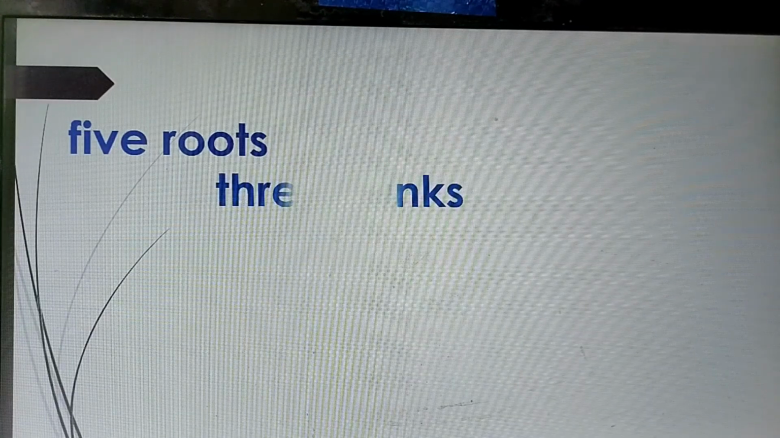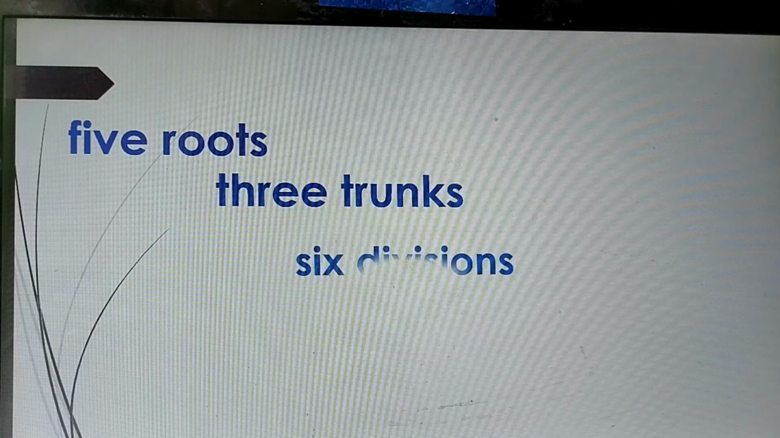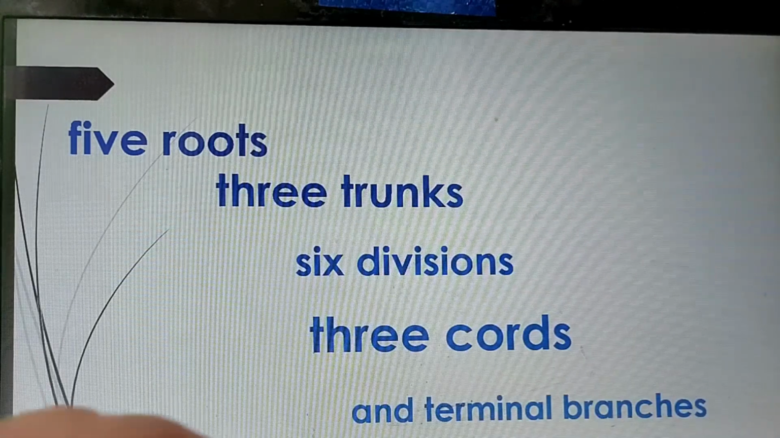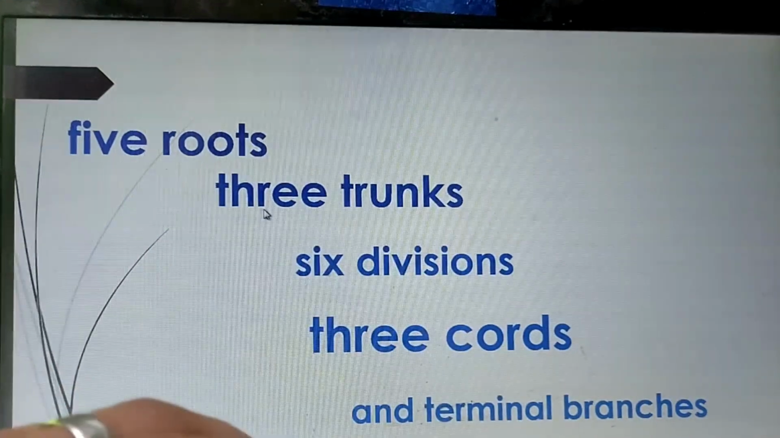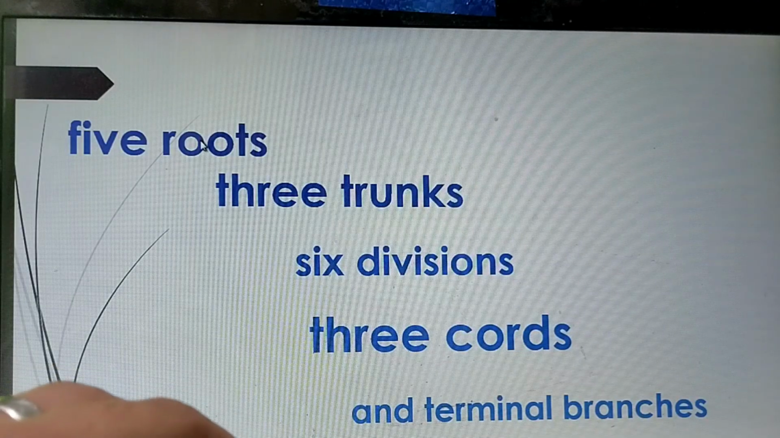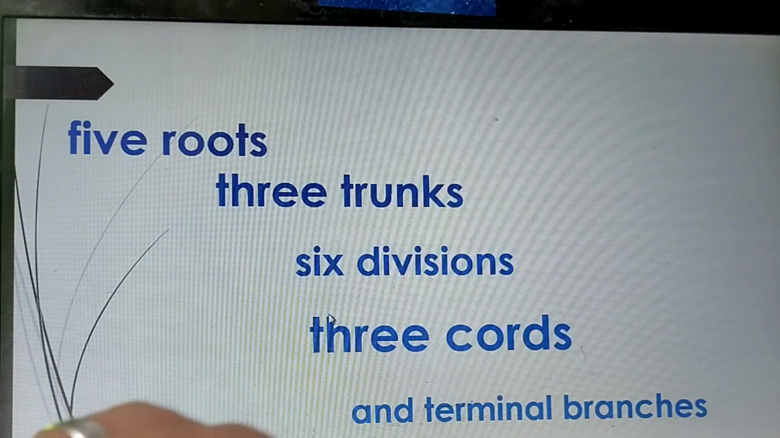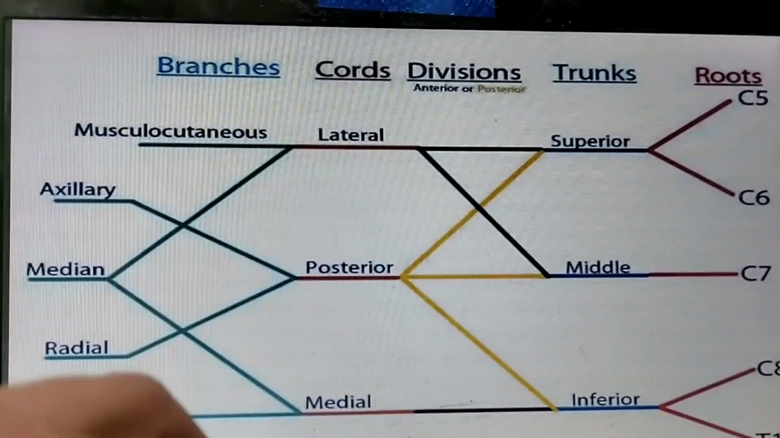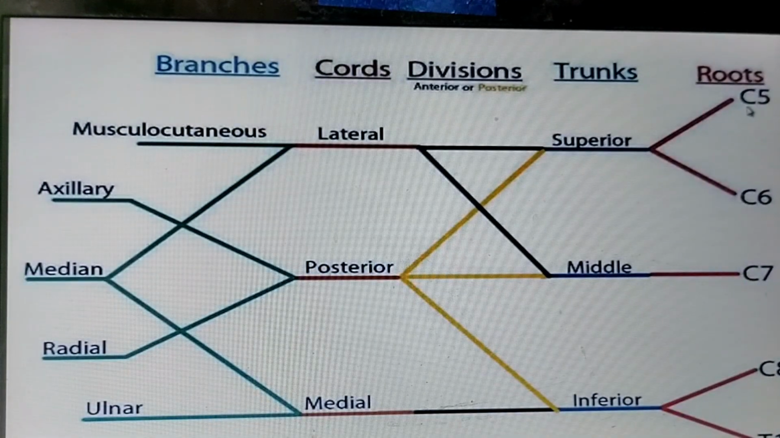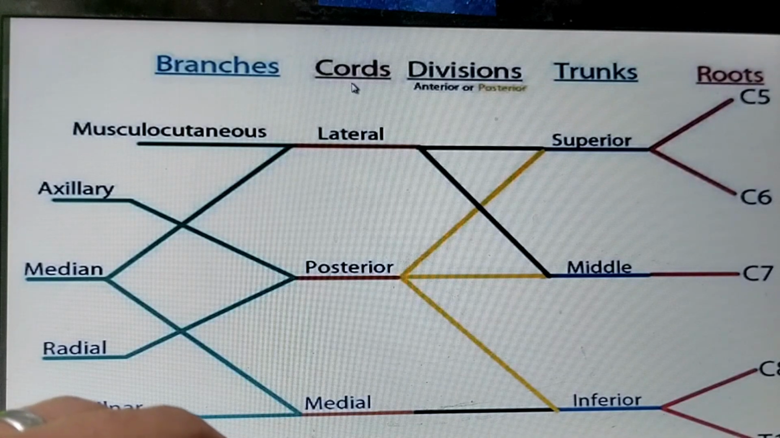We have 5 roots, 3 trunks, 6 divisions, 3 chords and finally terminal branches. So the rule is 5, 3, 6, 3. 5 roots, 1, 2, 3, 4, 5. 3 trunks, superior, middle, inferior. Each trunk gives up to 2 divisions, anterior and posterior. So we have 6 divisions, 3 chords, lateral, posterior, medial.